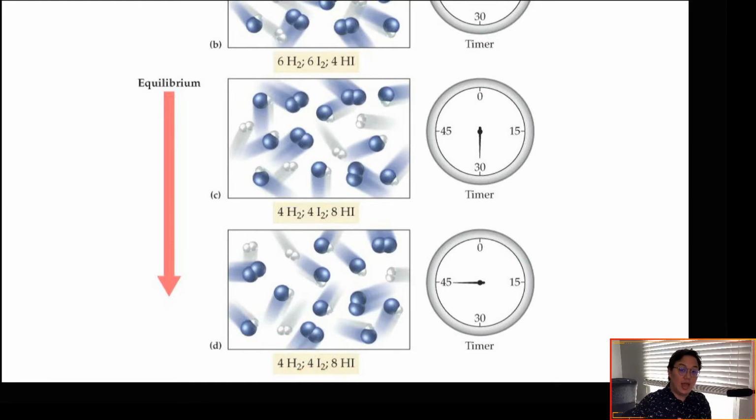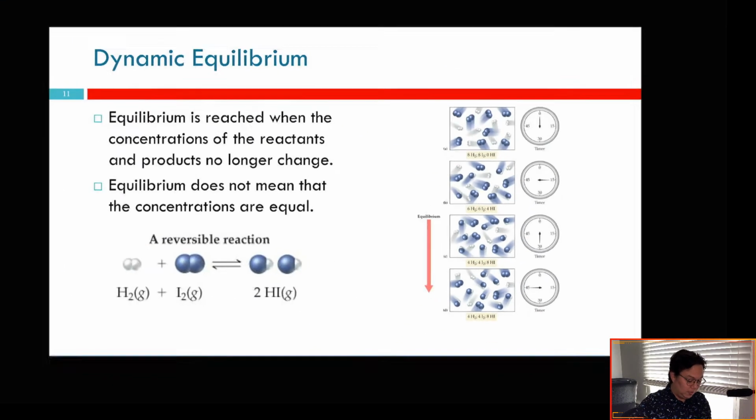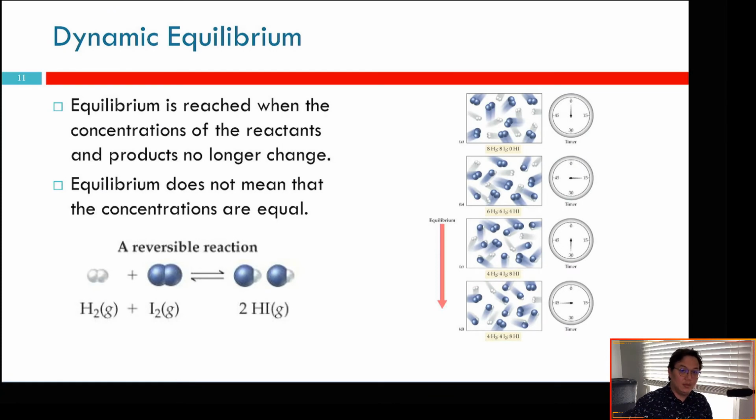That doesn't necessarily have to be true. So the equilibrium can lie. It can be that there's the same number of moles on either side, but it could also be that there is way more products than there are reactants, or if a reaction doesn't occur very readily, there could be a lot more reactants than there are products. So equilibrium does not mean that the concentrations are equal. It just means we've reached a state where they're no longer changing. So the concentrations of the reactants and products no longer change.